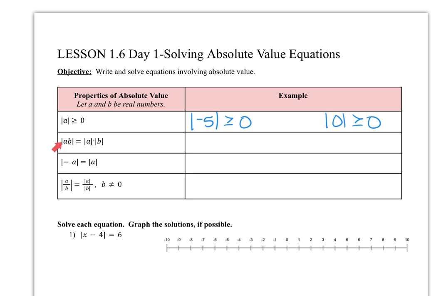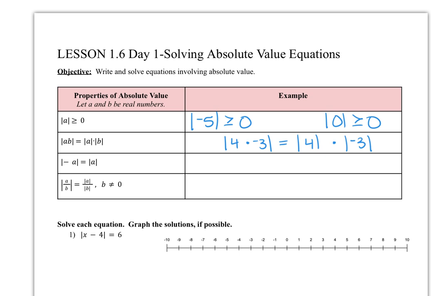On this next one, we have multiplication happening between a number A and B. And they said the absolute value of the multiplication of those two is equal to the absolute value of A times the absolute value of B. So it's like you can split it up, okay? So for example, if we had the absolute value of 4 times -3, that would be the same as if I had the absolute value of 4 times the absolute value of -3. They are equal to each other.